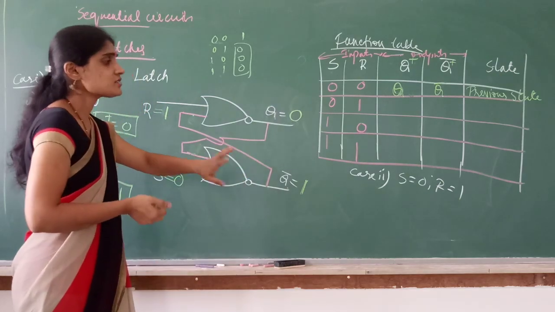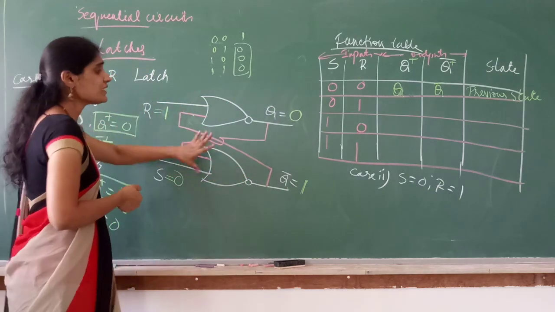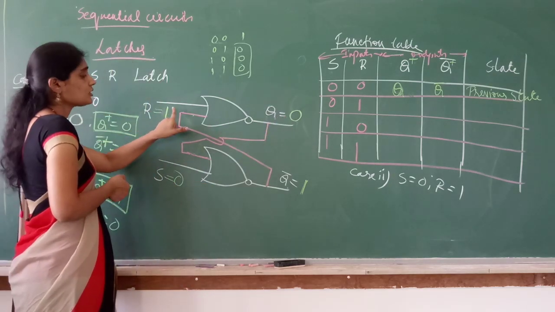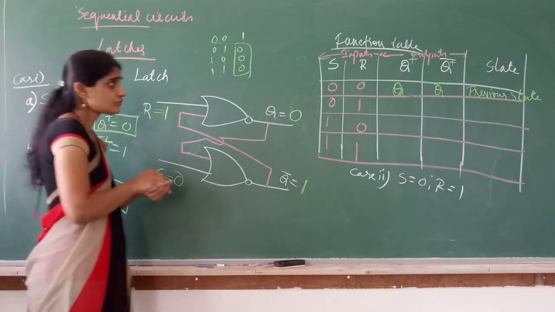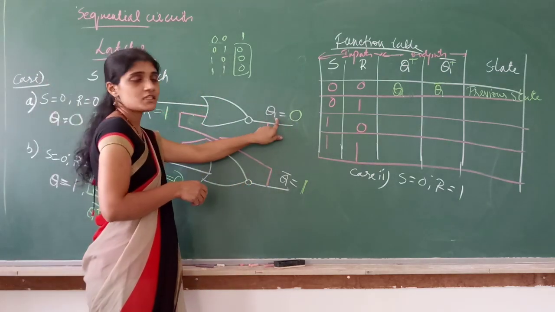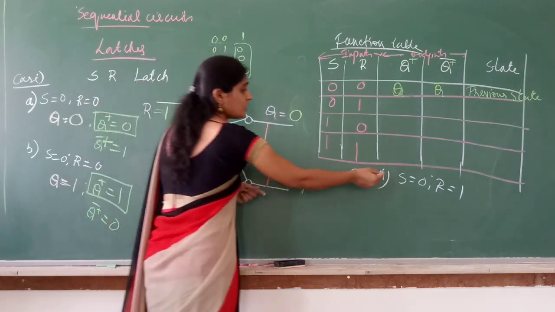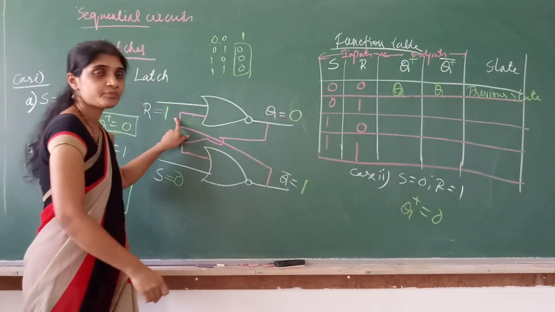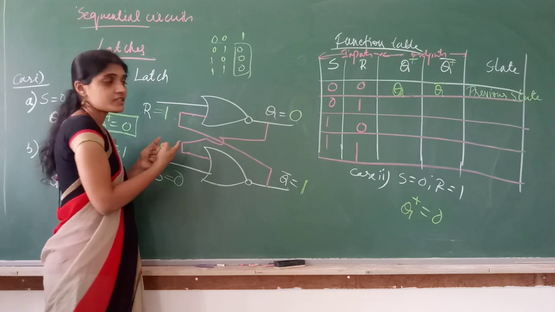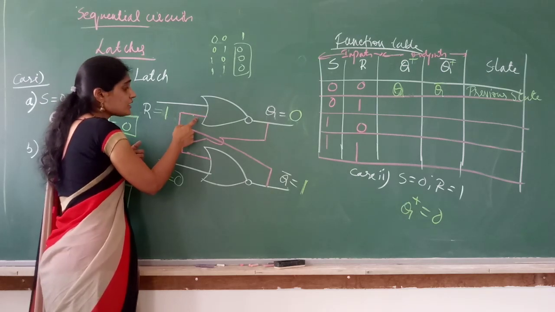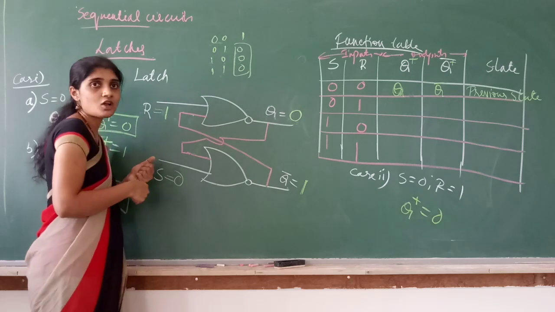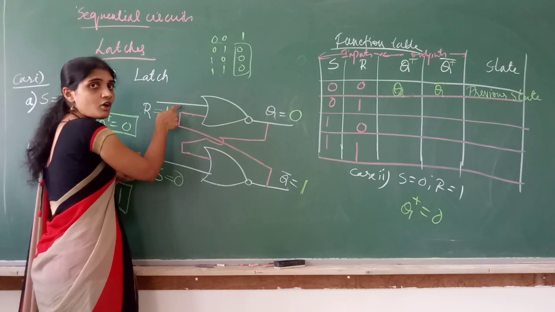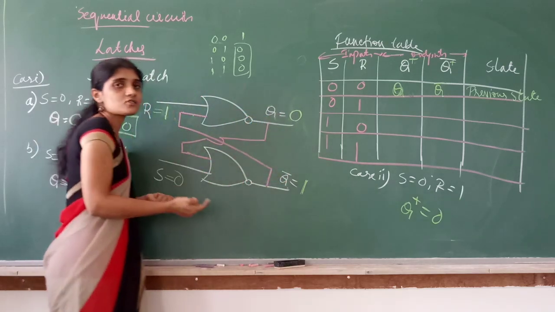So for the second case, you need not worry about the previous state. You can directly tell the next state is 0, because for the upper NOR gate, that is R, it is 1. So if this is 1, Q is 0. Irrespective of the previous state, when S is 0, R is 1, next state is 0. Why are we not considering the previous state? Because previous state is the other input. Even without that, I can decide the output of the first NOR gate. That is Q. We are worried about Q, right? So when any one of the input to the NOR gate is 1, Q is 0. Q bar, I know it is obviously 1.